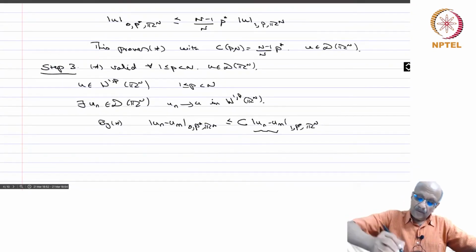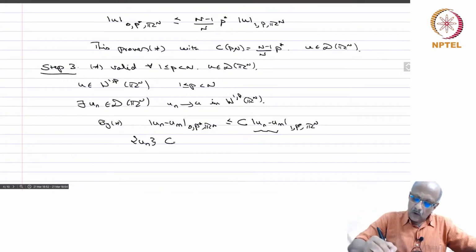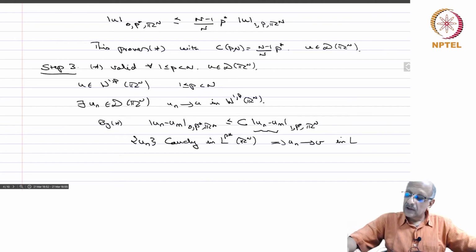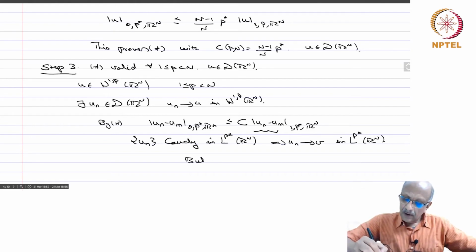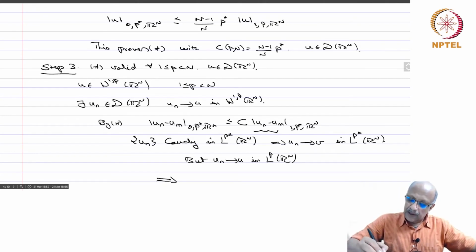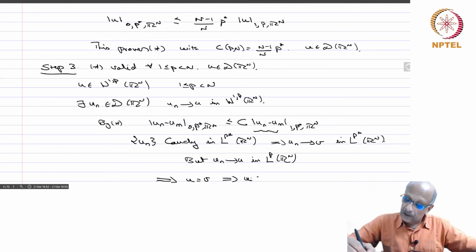So this implies that u_n is Cauchy in L^{p*}(Rn), which implies u_n converges to some v in L^{p*}(Rn). But u_n converges to u in L^p(Rn). So in both of these you will have a subsequence which goes pointwise almost everywhere, and so that should imply that u equals v, and that implies that u belongs to L^{p*}(Rn).